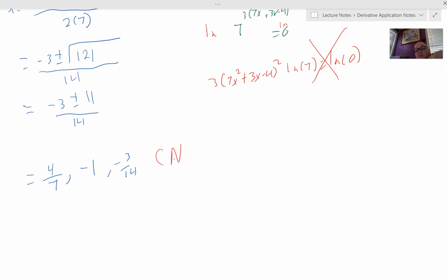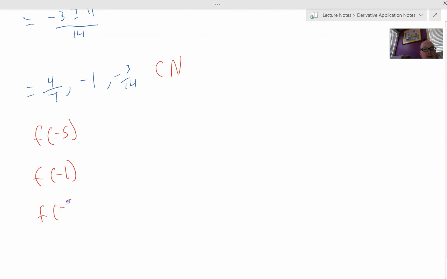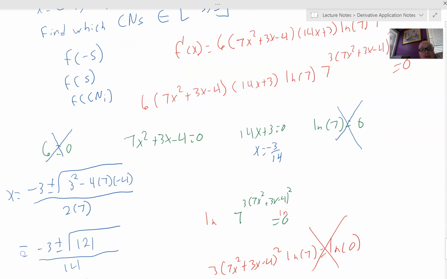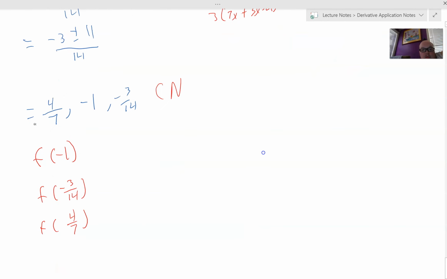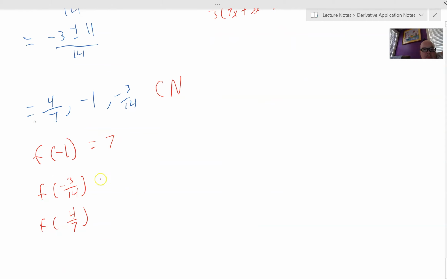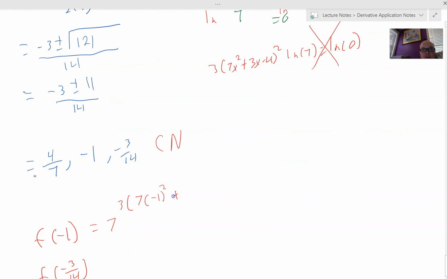Now, we have to use the endpoints, the negative 5 and 5. So now we do f of negative 5, f of negative 1, f of negative 3 fourteenths, and then f of 4 sevenths. And so we plug them into our original function. So 7 to the 3 times 7x squared plus 3x minus 4 all squared. Let's bring these down just a wee bit so we can have some more room to work with. So 7 to the 3 times 7 times negative 1 squared plus 3 times negative 1 minus 4 all squared.